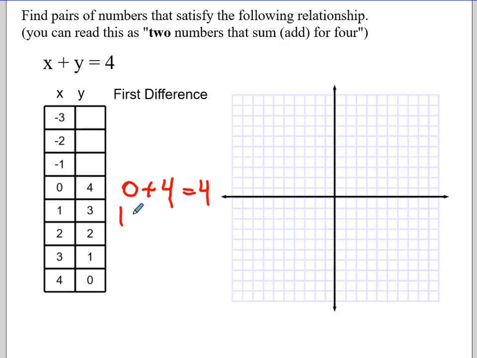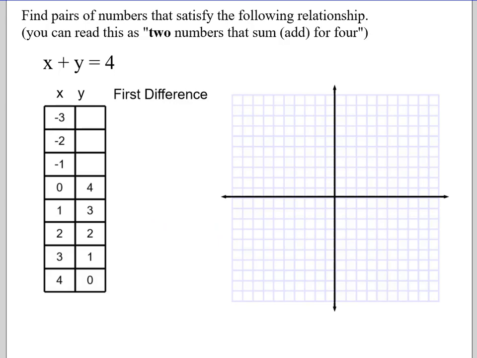And then I'm going to repeat that, generating a whole bunch of numbers that will always, when I add them together, give me 4. So 1 plus 3 is 4, 2 plus 2 is 4, 3 plus 1 is 4, 4 plus 0 is 4. So all of those are possible answers.